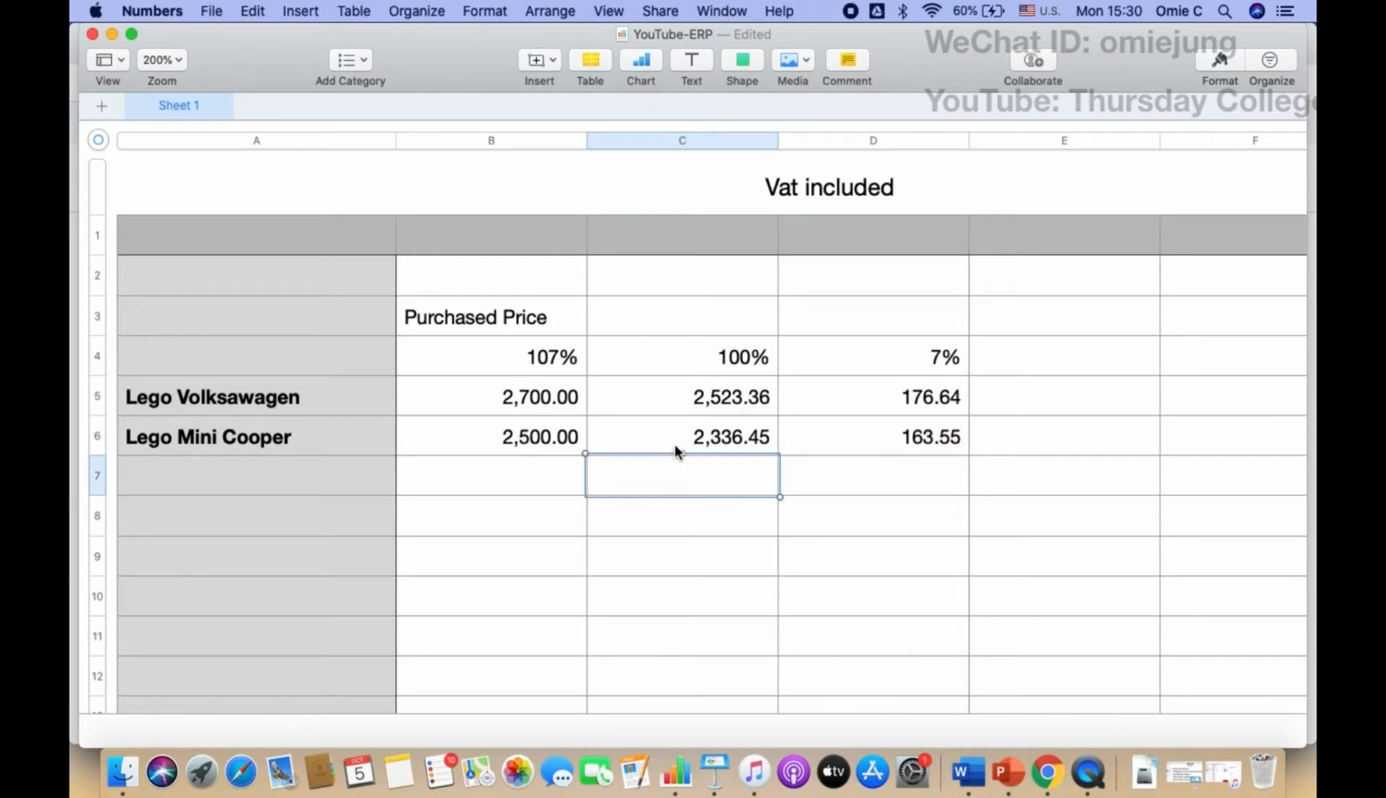So if the full price is 250, they need to pay 250. You are going to get only 2336.45, and then 1163 goes to the revenue department.